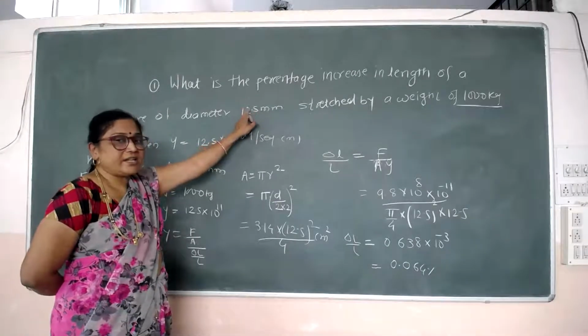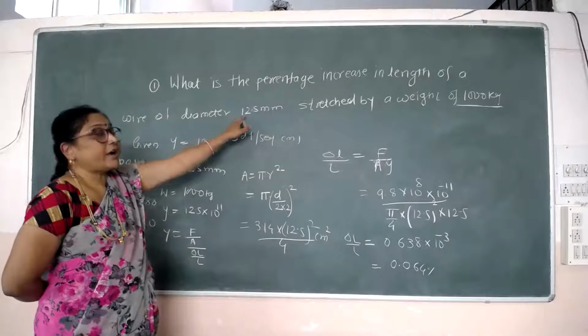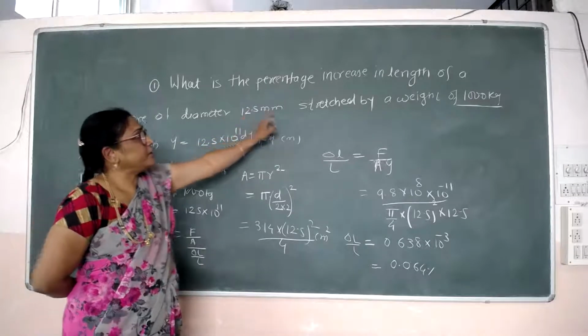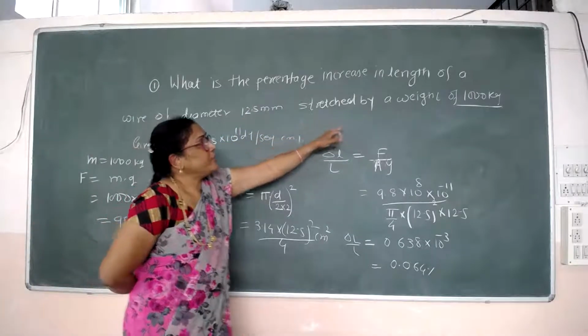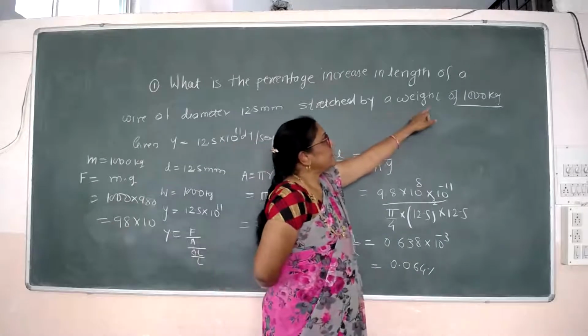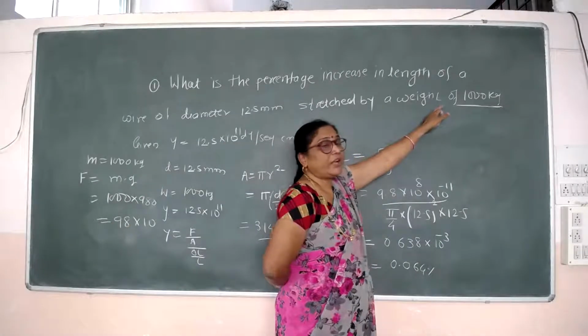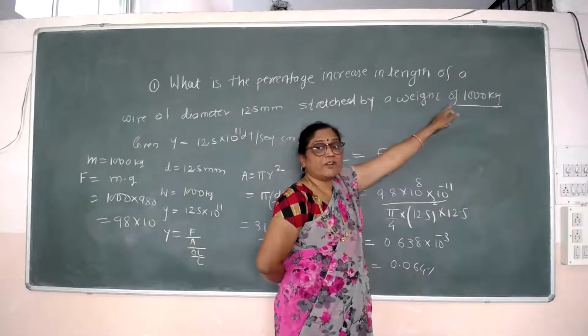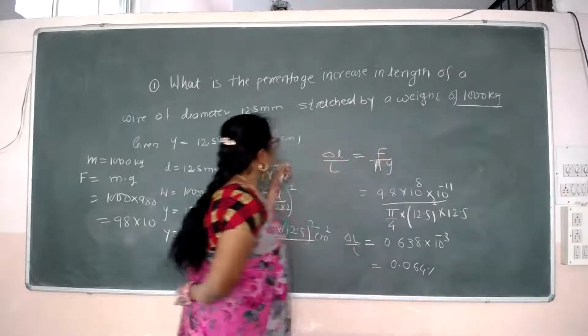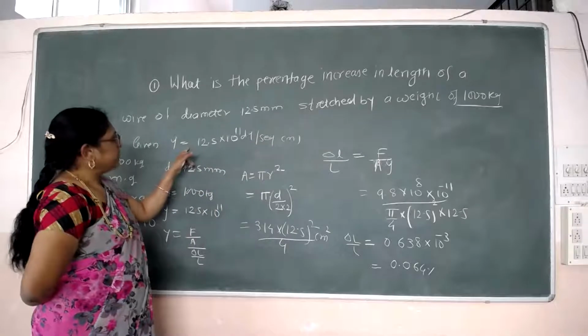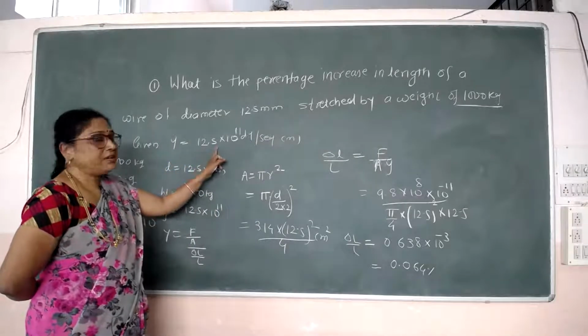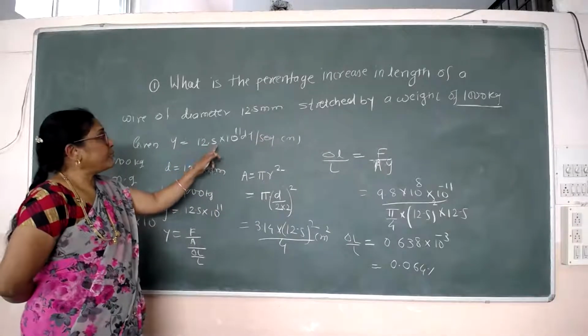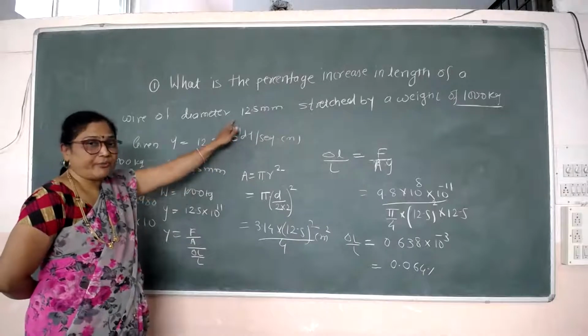So the percentage increase in length of a wire of diameter 12.5 millimeter. Here the wire is given, and it is stretched by a weight, where the weight is equal to m into g. Therefore, m into g is equal to 1000 kg. Next, the Young's modulus Y is given: Y is equal to 12.5 into 10 to the power of 11.